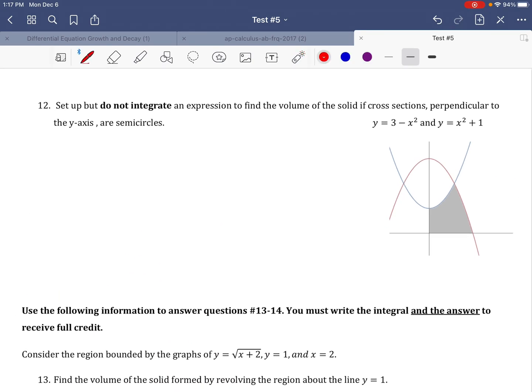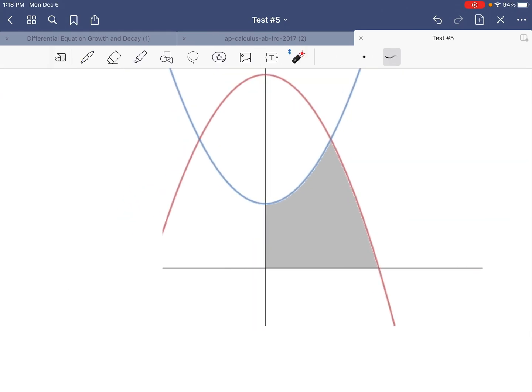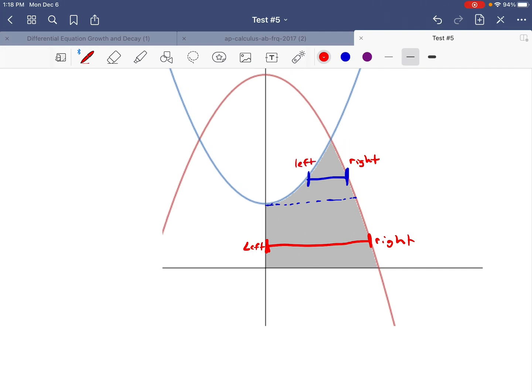Question 12, the big change in question 12 is that you're perpendicular to the y-axis, meaning when I draw my lines are being drawn this way, perpendicular to the y-axis. This one also has to be done in two different integrals because you have two different regions. This region is being controlled by the red curve to the y-axis, so it's right and then left. Now the next region is different because it's being controlled by the red curve to the blue curve. That's the left. These are the bases.